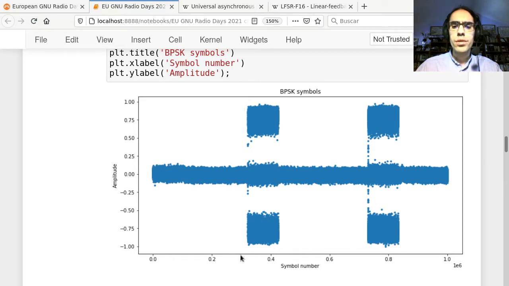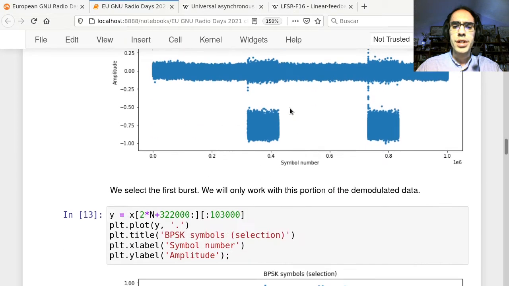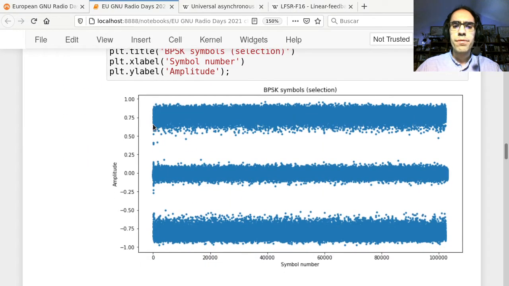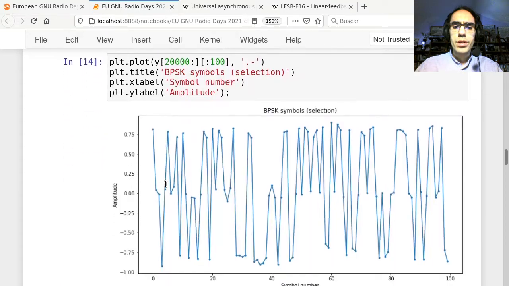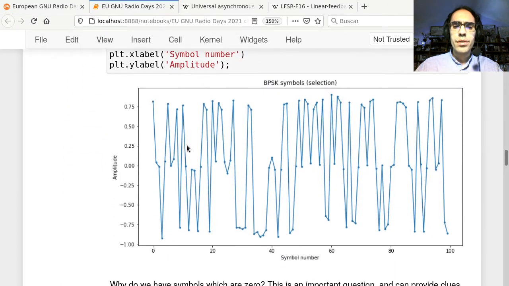If we zoom in to just the first burst of the data, we see that we have +1 symbols, -1 symbols, but we also have 0 symbols, which is really strange because a BPSK signal usually wouldn't have anything in the middle. So anyway, if we zoom in, we actually see that there are zeros in the signal. So we have +1, 0, -1, 0, 0, etc. That is very weird and will play a major role in what is about to come.